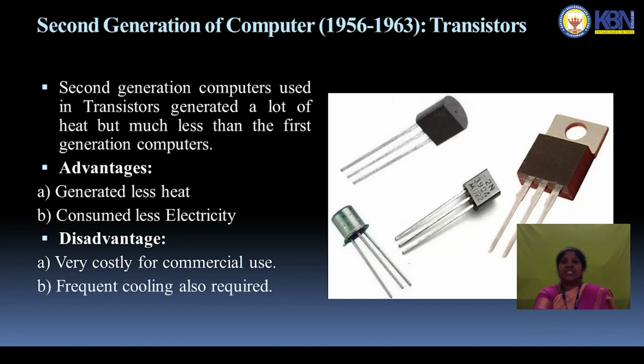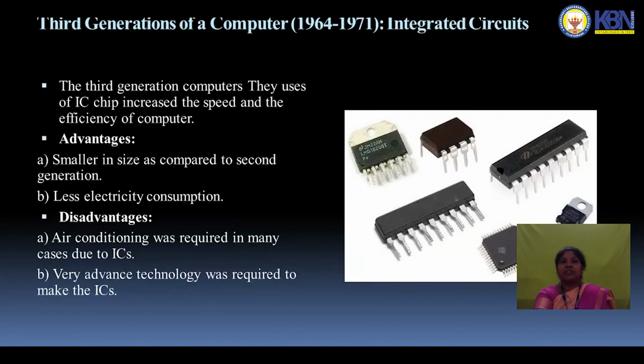And we have some disadvantages also. In the disadvantages, it is very costly for commercial use, and it takes a large amount of frequent cooling also required. So definitely we need ACs to control that heat. Okay, so that is the second generation, and let's go for the third generation.